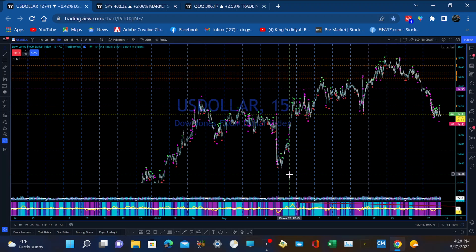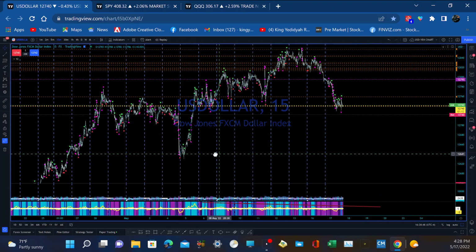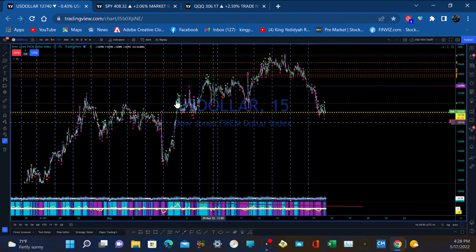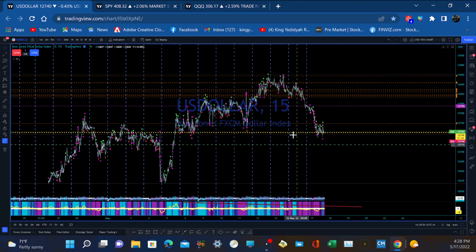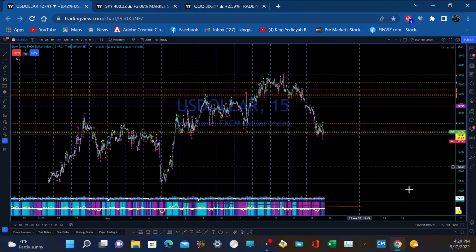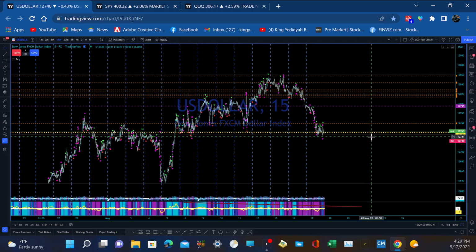Around these areas. Another area here is 12,619. All around these areas here. 12,625. I think we might even come back to these areas and pick up some orders, because I don't see the US dollar really breaking all the way down and just falling off because of the high interest rates and stuff like that. So I don't see that happening.